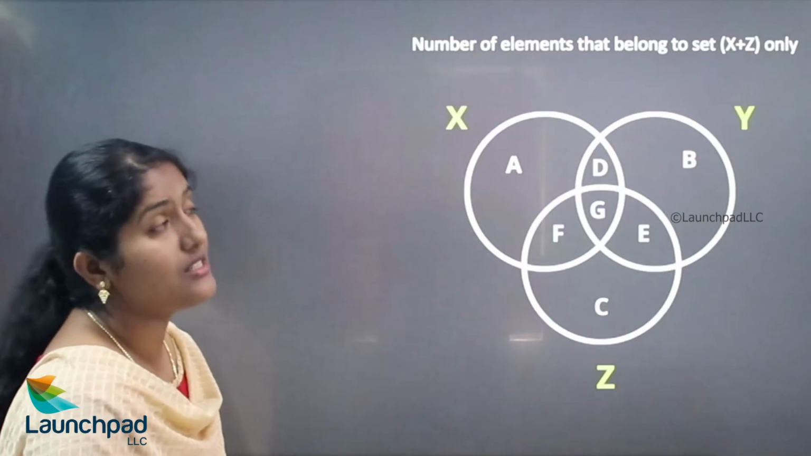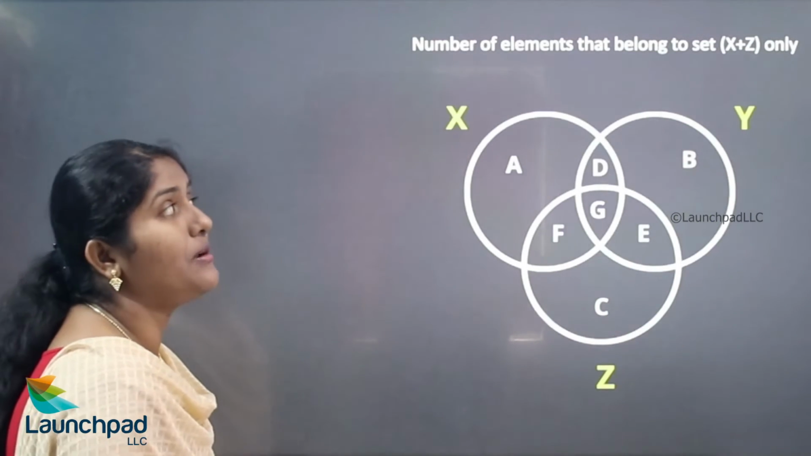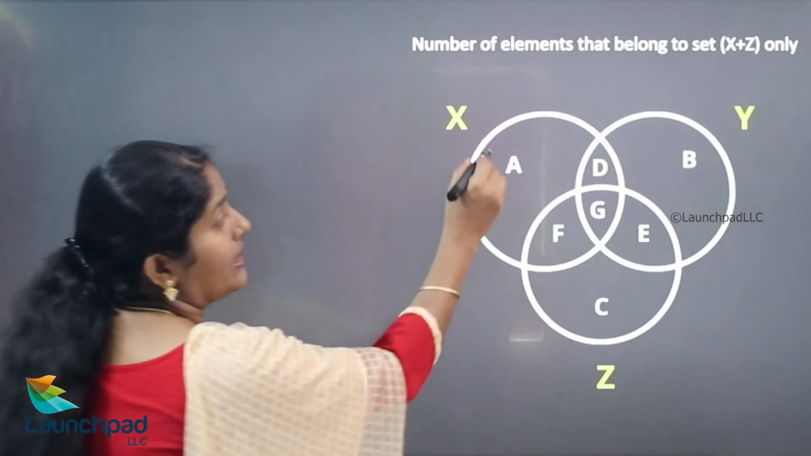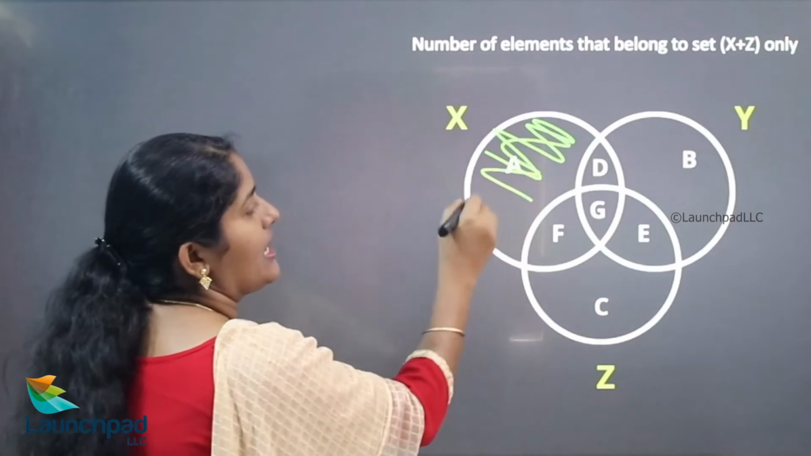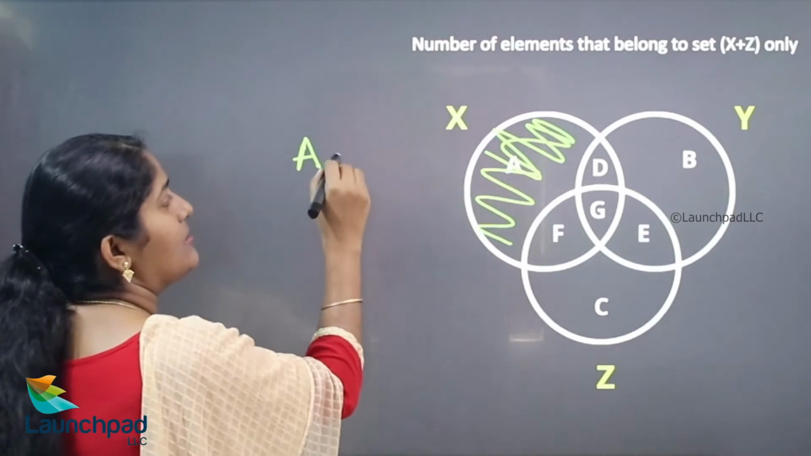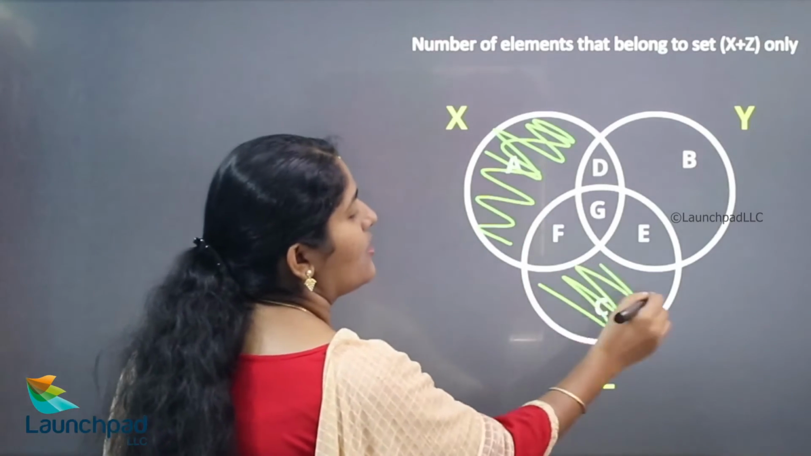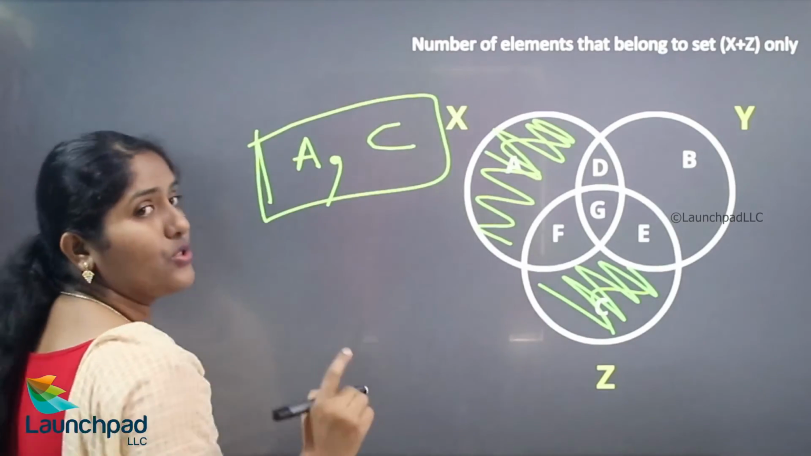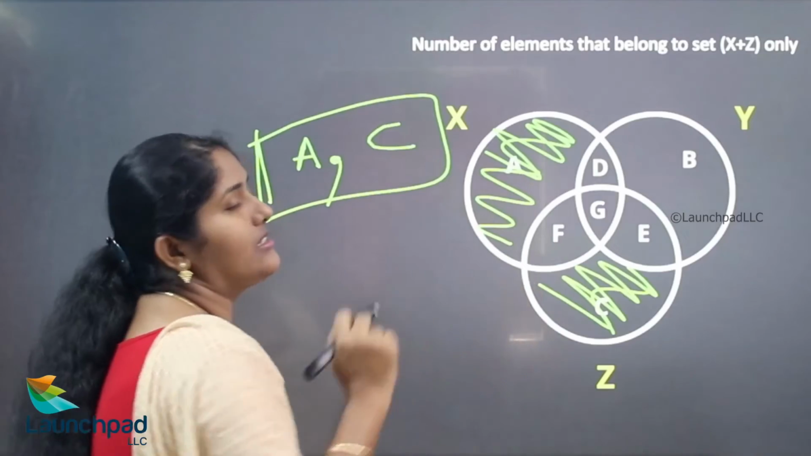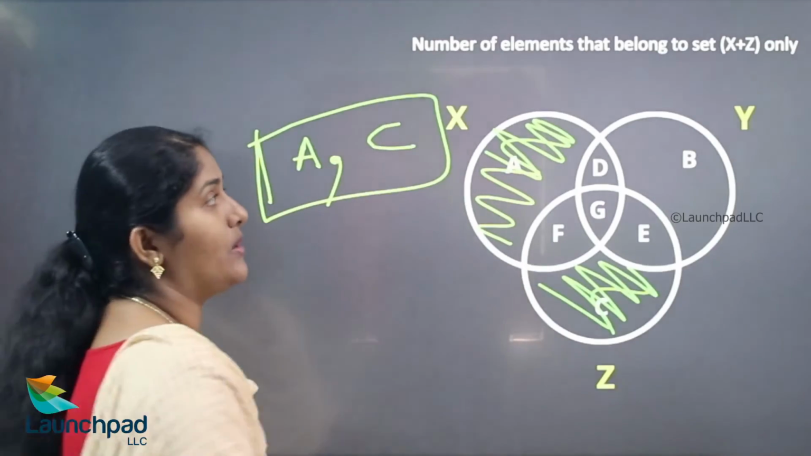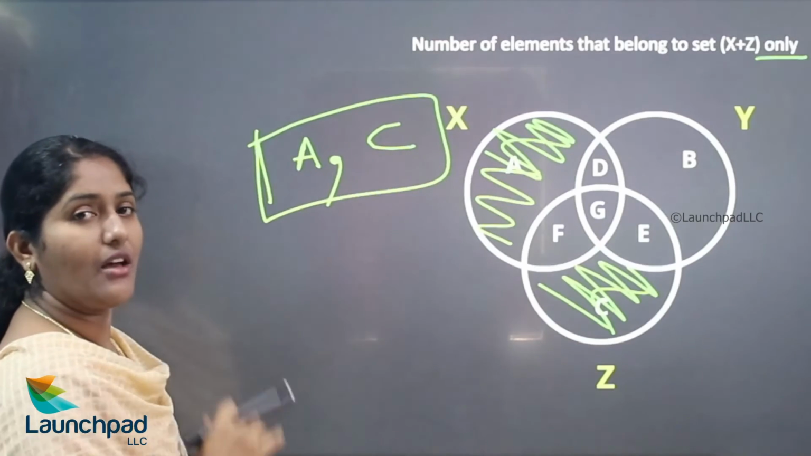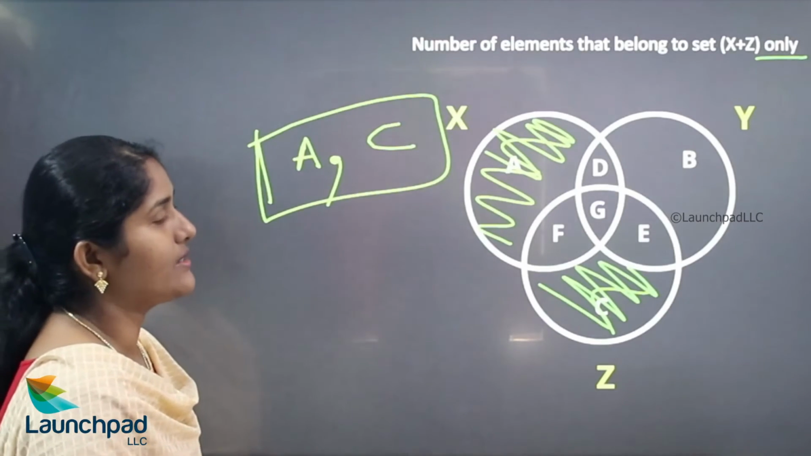Now your question is, number of elements that belong to set X plus Z only. So here only X means A alone, and similarly element C alone is only Z. A and C are the elements which belong to only X and Z. The word only is very important. While solving, you want to carefully take the value. Okay, we'll move on to your next question.